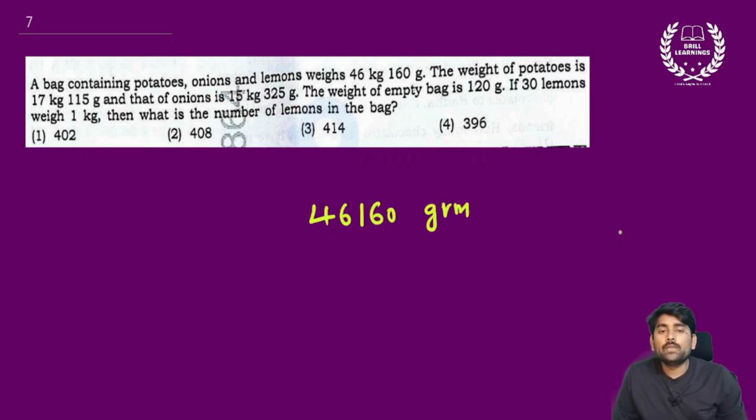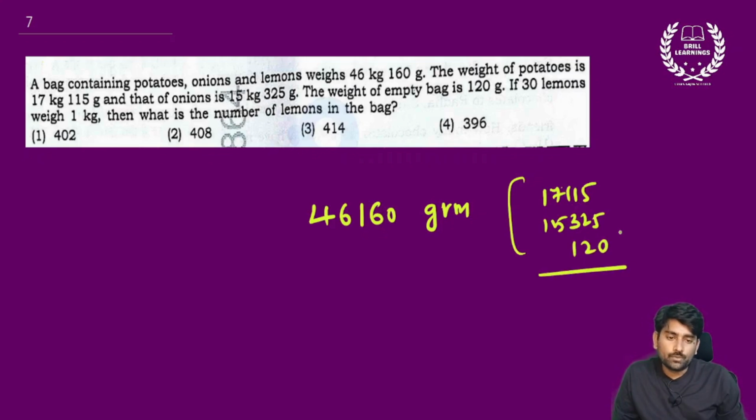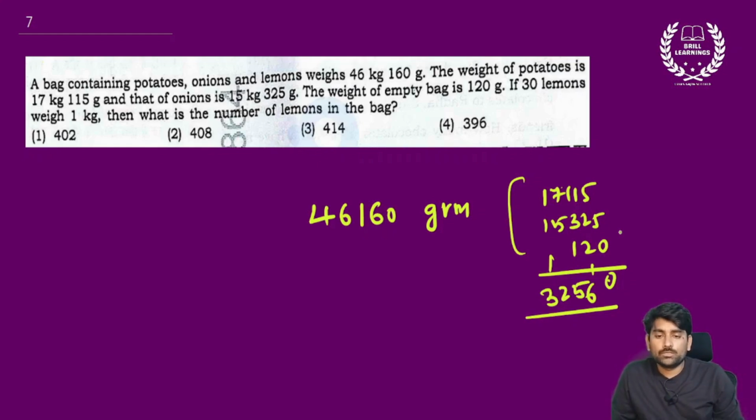Okay. The weight of the potatoes and that of onions is given. The weight of the empty bag is also given. So add up these three values here. So what is the value of potatoes? Weight of the potatoes 17,115 and weight of onions 15,325 and empty bag weight is 120. Okay. So 5 10 means 0, 6, 5, 12. So 32,560 grams. First deduct this value from the total gross value.